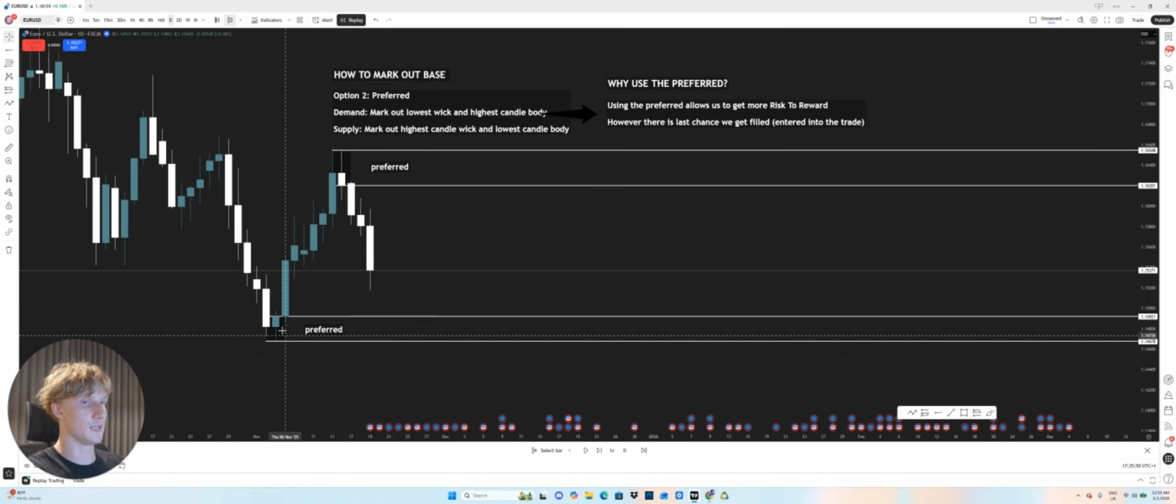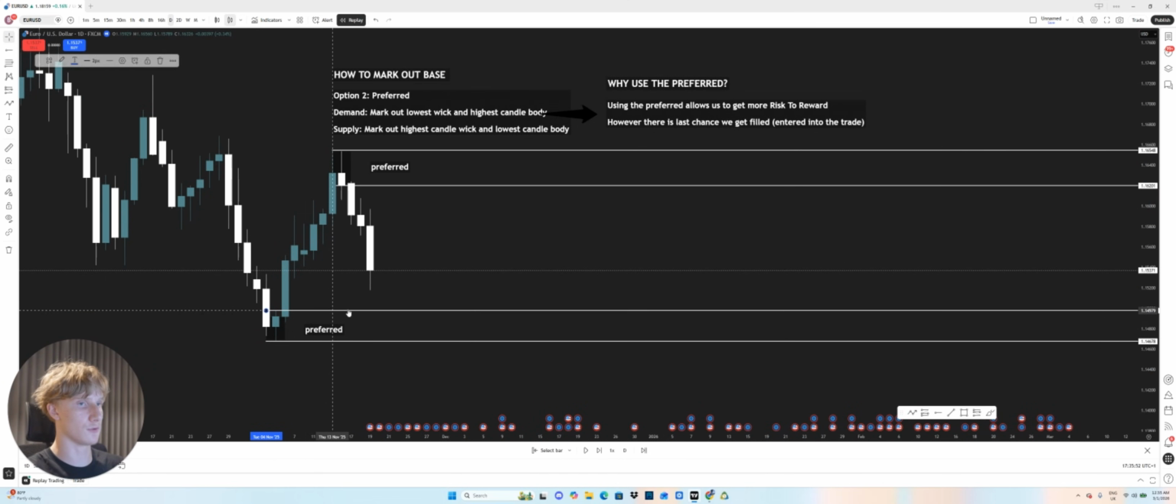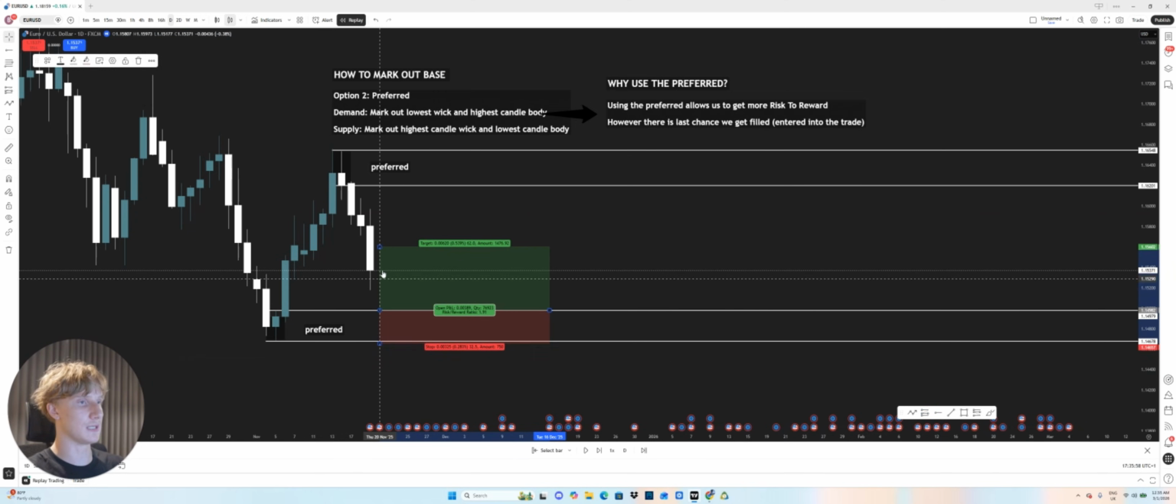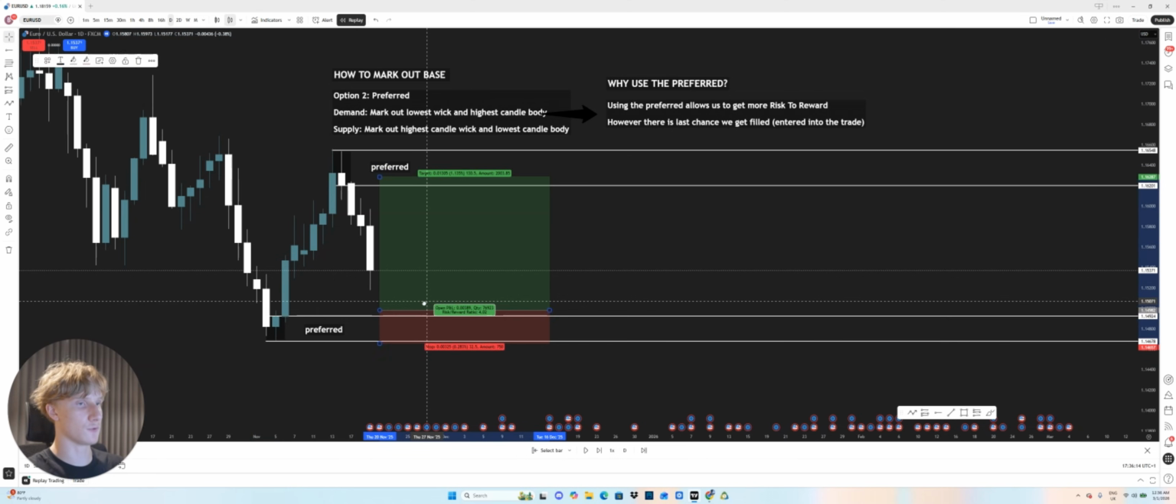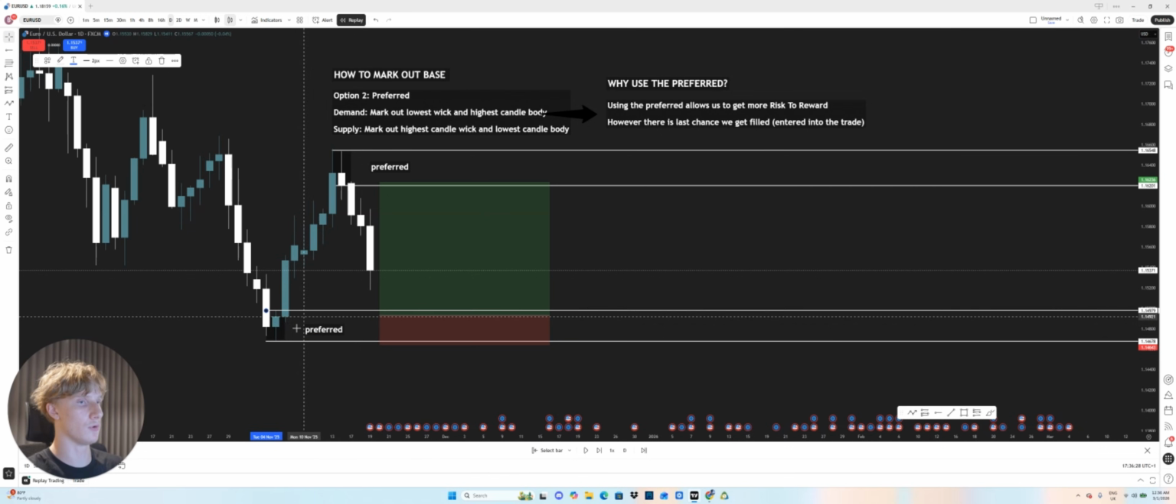For an example, with this demand right here, if we mark out the wider, so from wick to wick, we can see that the RR that we would be getting is not significantly more, right? If we go ahead and mark this out, we get around 4R, meaning that if we put $1,000 in, if this hits full take profit, we would get $4,000. Now, if we go ahead and mark it out based off the preferred, we would be getting an extra 0.5 RR. So we make $4,500. Now, in this case, does it make sense to use the preferred? Well, not really, because we're not getting a huge amount of RR.